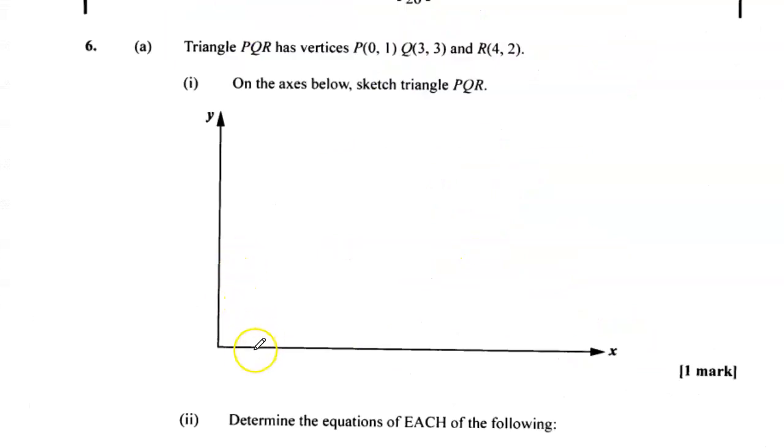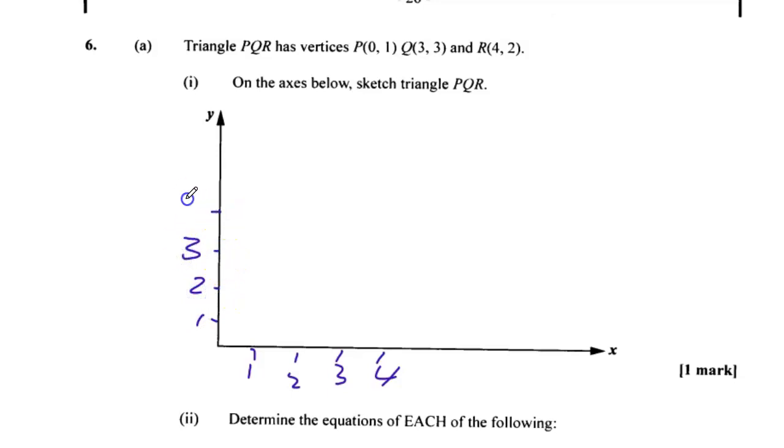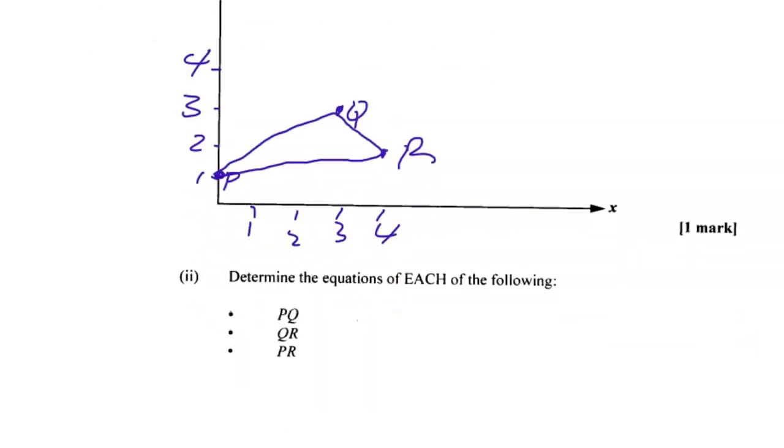So question 6. I'm going to do a little sketch here. 1, 2, 3, 4. 1, 2, 3, 4. So P is a point 0,1, which is approximately there. Q is a point 3,3, which is approximately there. And R is a point 4,2, which is approximately there. Alright, so that triangle PQR, using a ruler, joining them would be something resembling that. Alright, determine the equation of each of the following: PQ, QR, and PR.